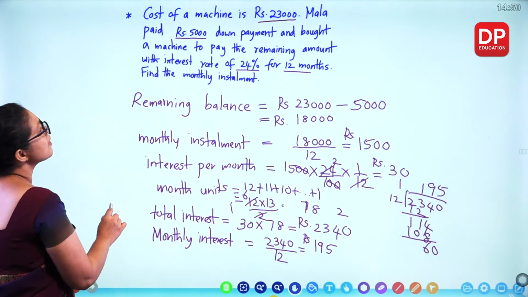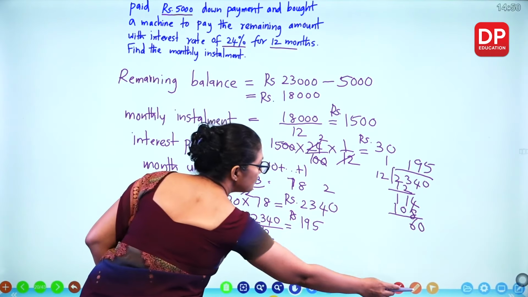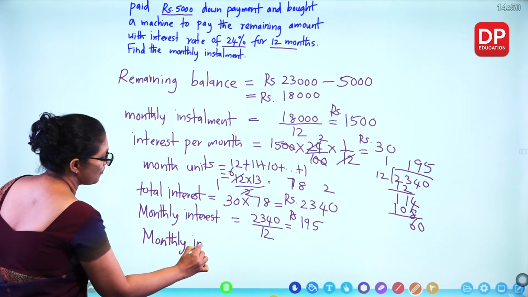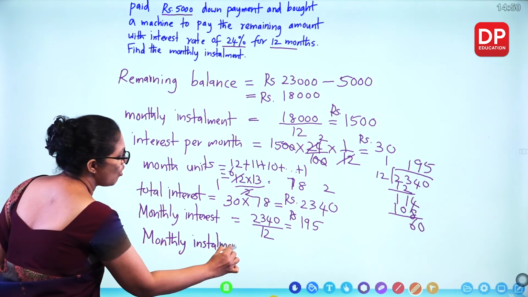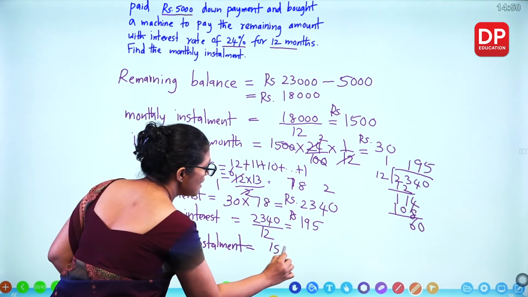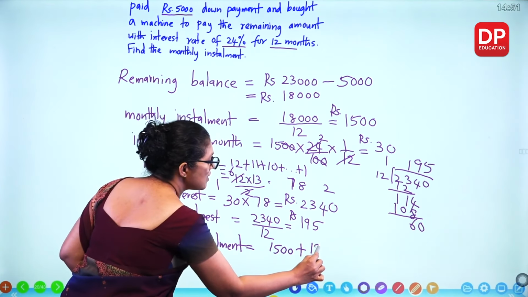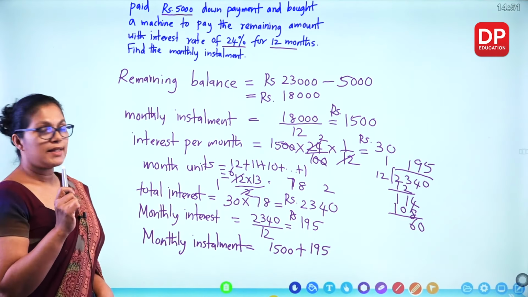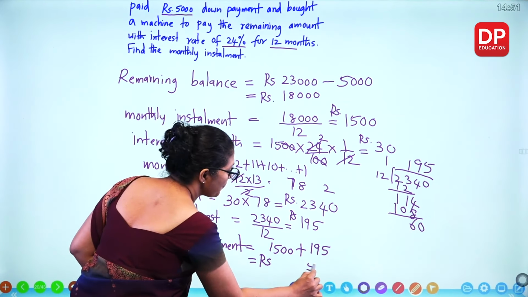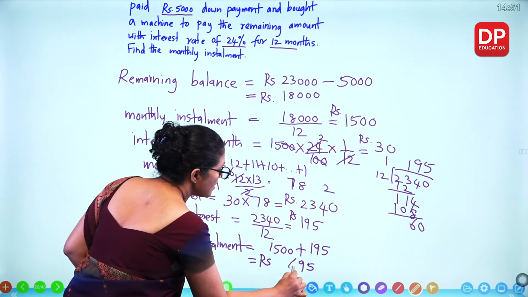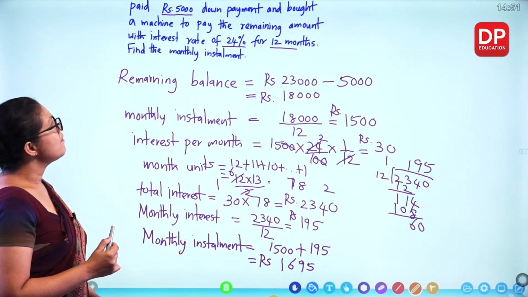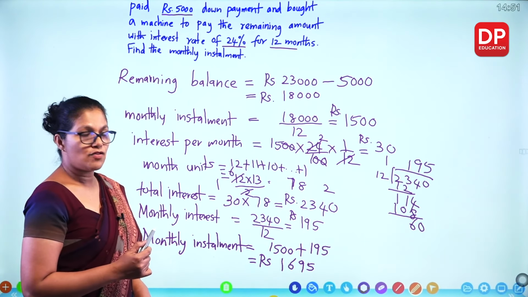So what's the monthly installment? Monthly installment is, this is for a month, 1,500 plus this 195 for the monthly interest. So when you add these two together, you get 1,695 rupees as the monthly installment.